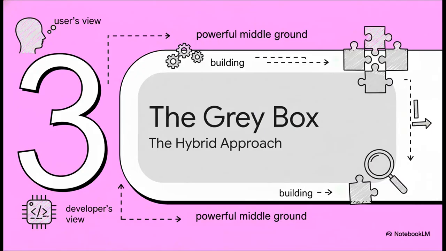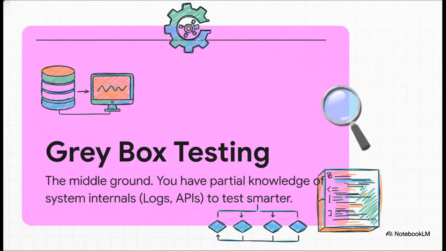So we've got the outside view and we've got the deep inside view. But what about the middle ground? What if you could have the best of both worlds? Well, you can. Welcome to gray box testing, the powerful hybrid approach. Gray box testing really is the sweet spot. You don't have full access to the source code like a developer, but you're not totally flying blind either. You've got some partial knowledge. Maybe you can look at the system logs, or you know how to talk to the API, or you can check things in the database.